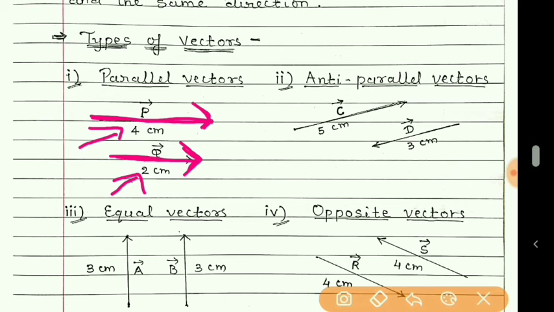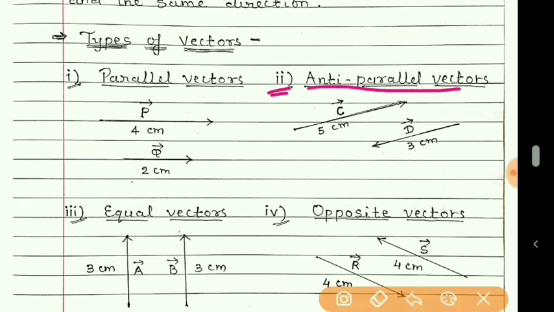Now, next is anti-parallel vectors. Once again, to check whether the vectors are anti-parallel or not, you don't have to check about their magnitudes. Magnitudes can be different, but if one is having this direction and the other vector is having exactly opposite direction of that first one, then we can say that both the vectors are anti-parallel to each other.